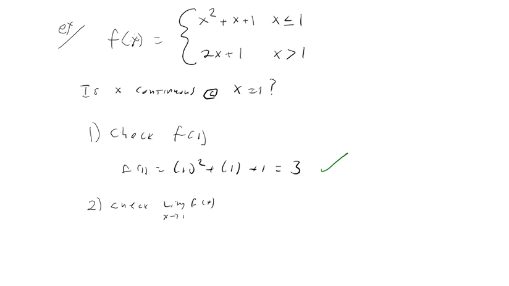So what do I have to do? I have two equations, right? I have a limit on one side, a limit on the other. I need to check to make sure my left and my right, because this is a piecewise function. I need to check it from the left, I need to check it from the right.